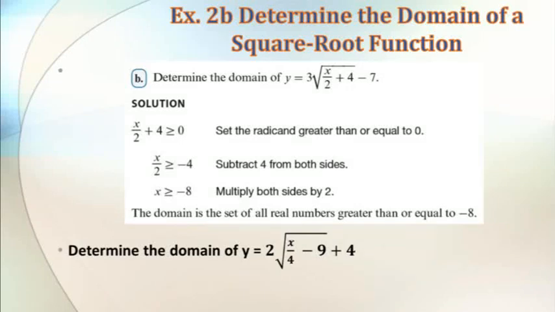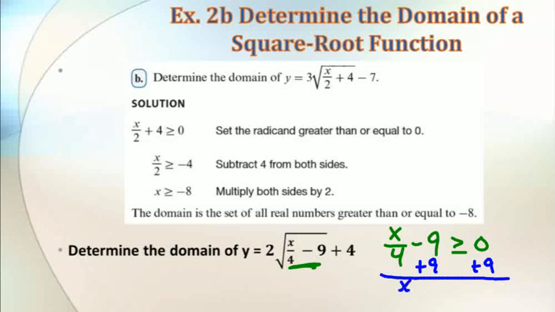So if we look at the example on the bottom, it says find the domain of y equals 2 times the square root of x divided by 4 minus 9, plus 4. So I only need to look at this part right here. So if I take x divided by 4 minus 9, this has to be greater than or equal to 0. So now I need to move everything away from the x. So the first step is to add 9 to both sides.